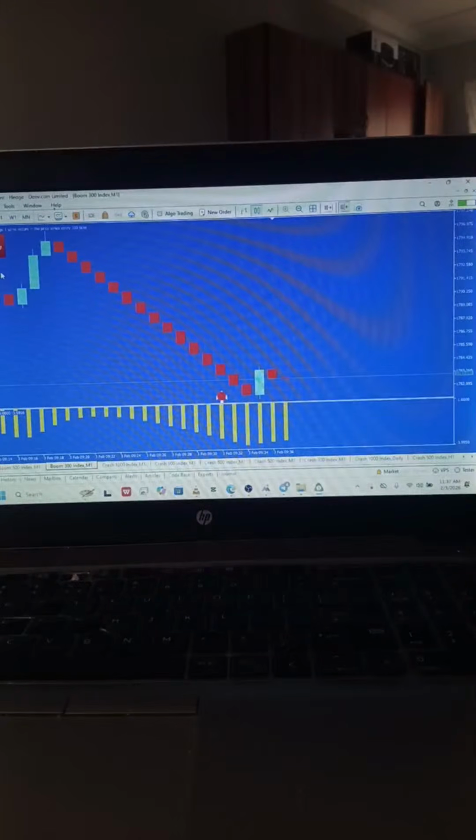So we have Boom 300, guys. Boom 300, it's a buy. So with the reversal, you need to take more candles. But you know, Boom 300, let's hold it for 50 minutes. But the instruction was to hold it for 20 minutes. No spike on Boom 300.